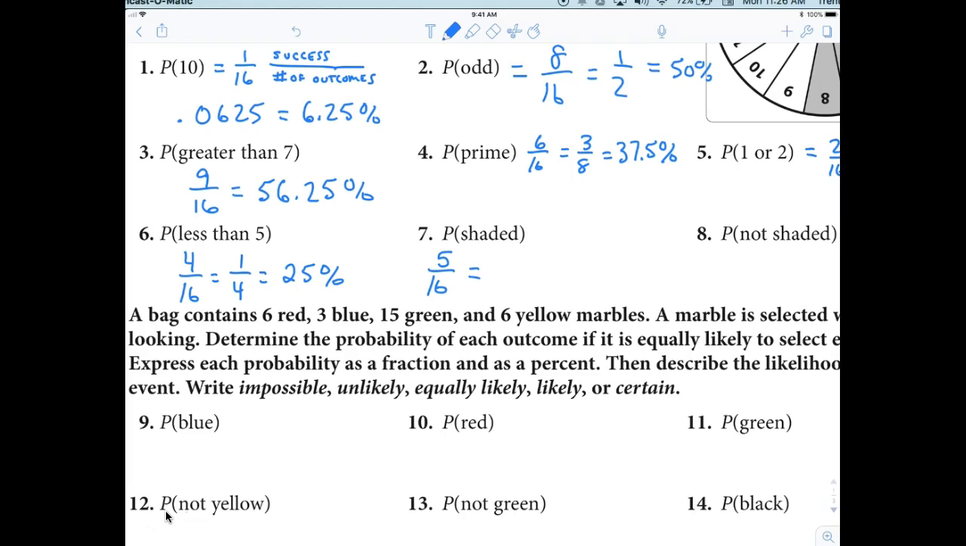And what decimal is that? I don't think 5 divided by 16 is 8. Point 3125, which is what percent? Say it. 31.25%. Come on. I don't want you just saying something. You have a calculator, use it.